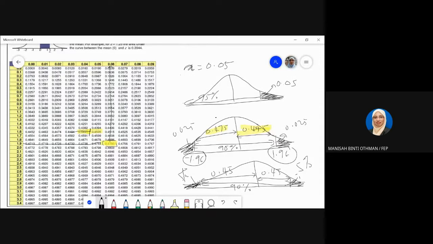Because it's in between 0.04 and 0.05, that's why you get the value 1.645, negative or positive, because it's exactly in the middle here. 0.45 is in between 0.4495 and 0.4505. All right, that's for two tail. So how can we read it?